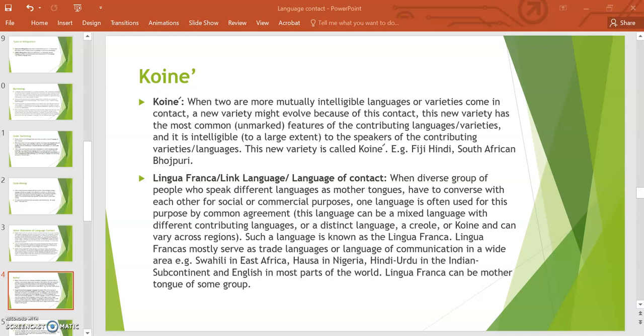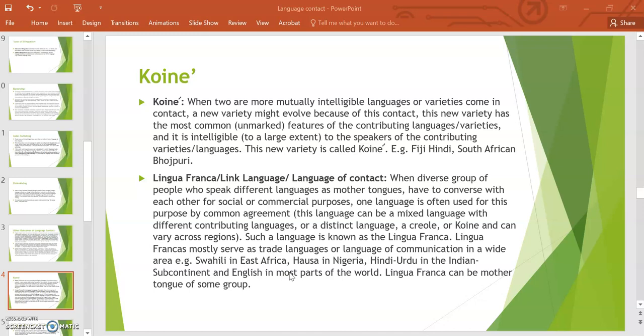So because of contact between mutually intelligible languages, at times koines evolve. A new variety evolves that is called a koine. This new variety has the most common, or we call in linguistics, unmarked features of the contributing languages or varieties, and it is intelligible to a large extent to the speakers of the contributing varieties or languages. This new variety is called koine. For example, Fiji Hindi, South African Bhojpuri.